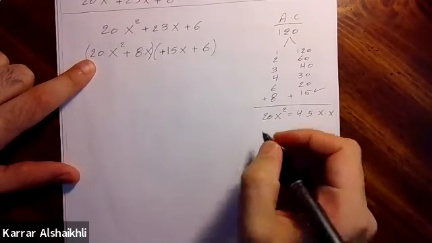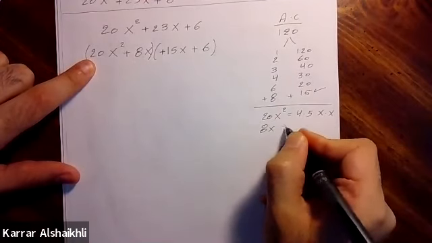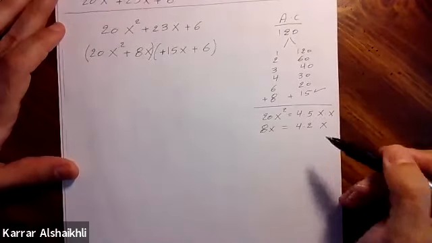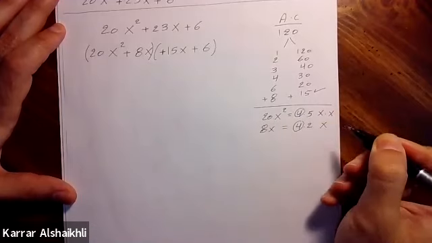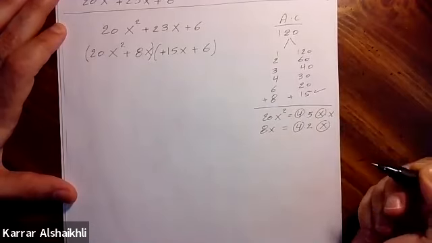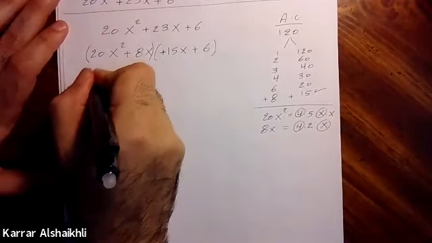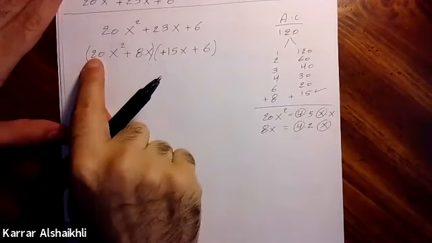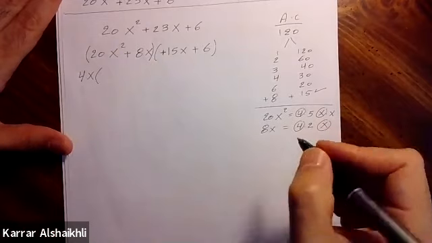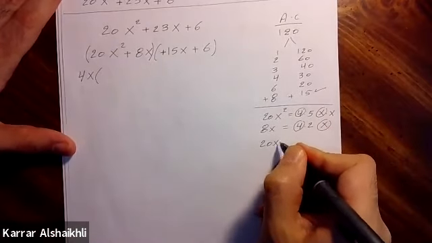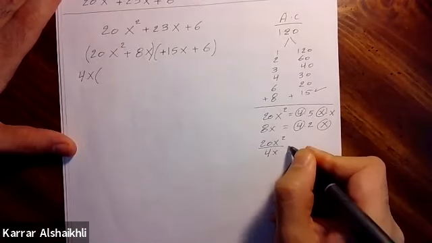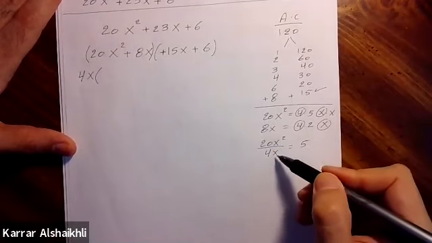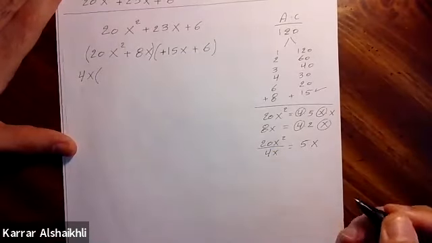What's the common? And here's the 8x. It's 4 times 2, and here's the x. So the common with numbers is 4. And with variables, just x. So I'm going to write down 4x. Now I'm going to divide. 20x squared divided by 4x. 20 divided by 4 is going to be 5. X squared, you're going to cancel one x, is going to be 5x.